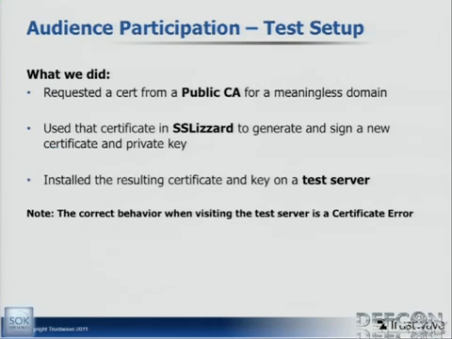What we did is we requested a cert from a public CA for a meaningless domain, and in this case, we used a cert that I personally have for my own blog. Then we used that certificate in SSLizzard to generate and sign a new certificate and private key just underneath it. So we treated that end entity certificate as a sub CA. Then we installed the resulting certificate and key on a test server and passed the meaningless domain cert as the intermediate. The correct behavior when visiting this test server is a certificate error. It just shouldn't work.